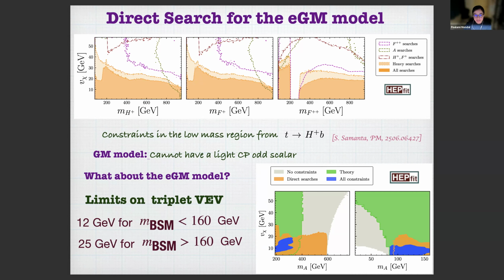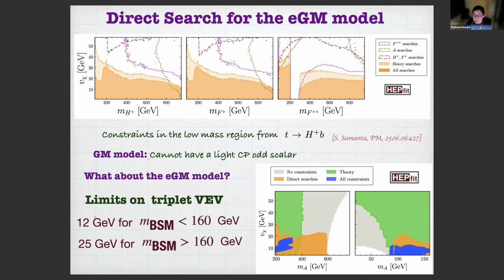And also the limits on the triplet VEV, which come from the full direct search, the heavy and light searches: we can see that the limit on the triplet VEV is 12 GeV for BSM masses less than 160 GeV, and it becomes 25 GeV when you have BSM masses greater than 160 GeV. So this was the direct search result for the extended Georgi-Machacek model.